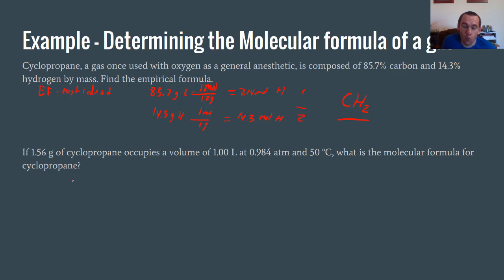So now we're told to find its molecular formula, given that 1.56 grams of cyclopropane occupies a volume of 1 liter at 0.984 atmospheres and 50 degrees Celsius. So now we can use that other formula. Molar mass is equal to mass times gas constant R times temperature divided by pressure times volume. Once we find the molar mass, we can combine that with the empirical formula to actually find the molecular formula.